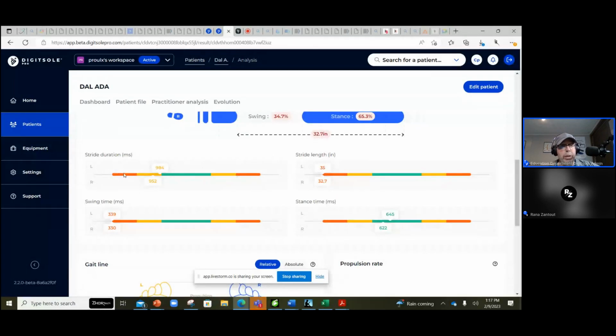And that's what's interesting about our system, it actually tells you if it's normal or abnormal, but it also tells you which side it is, and whether it's above or below. So we do see that his stride duration is just approaching on the slow side, which again, I told you we had him walk slow.